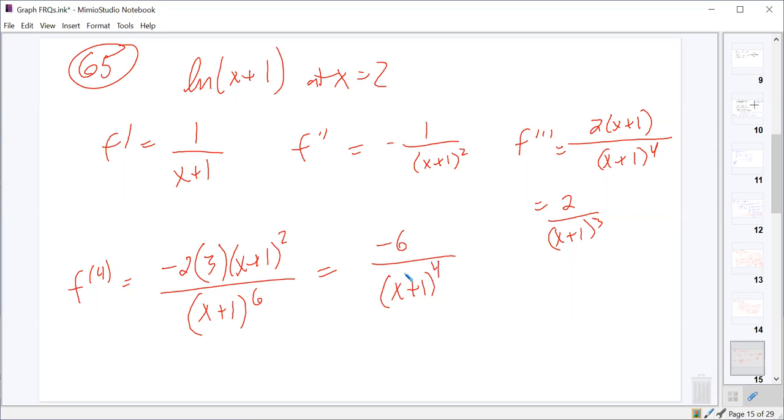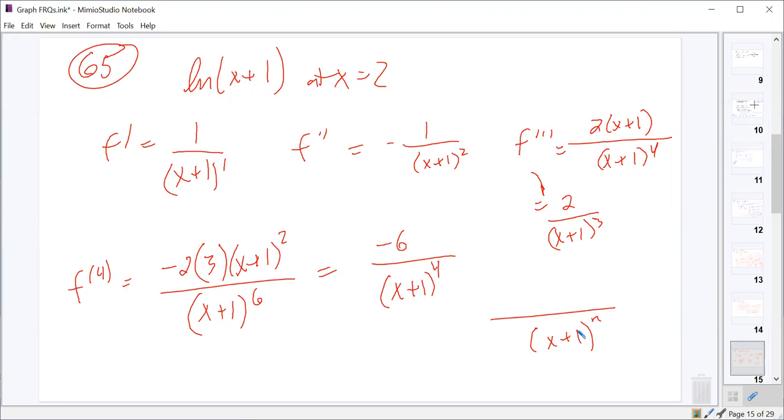And hopefully by here, we can recognize a pattern. I'm kind of surprised they have this in the AB section, not the BC section. But with any luck, we'd notice that we're always going to have an x plus 1 in the denominator. The first derivative had it to the first power, the second derivative had it to the second power, the third derivative eventually had it to the third, the fourth derivative to the fourth. So let's write a generic formula first. It should be an x plus 1 to the n down here.